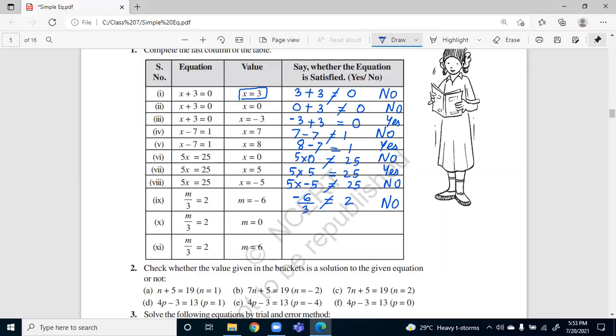Ma'am, but the equation says it is equal to 2, and here we are getting minus 2. Okay.